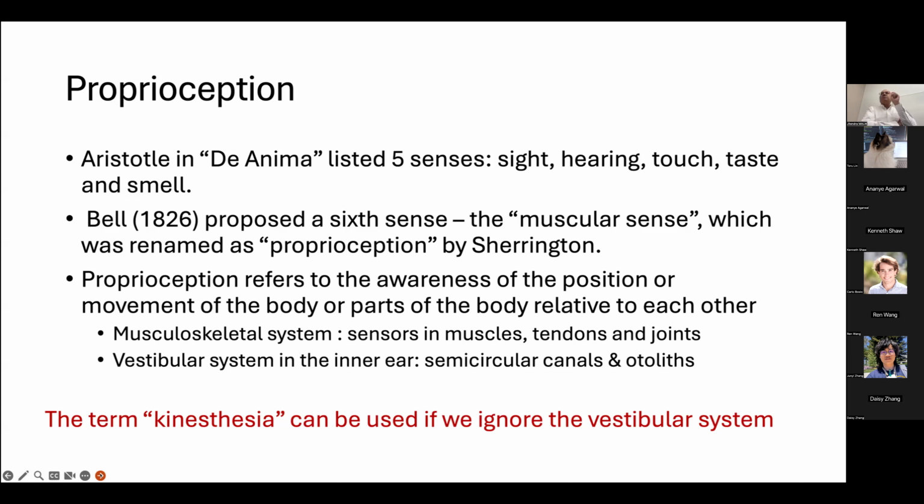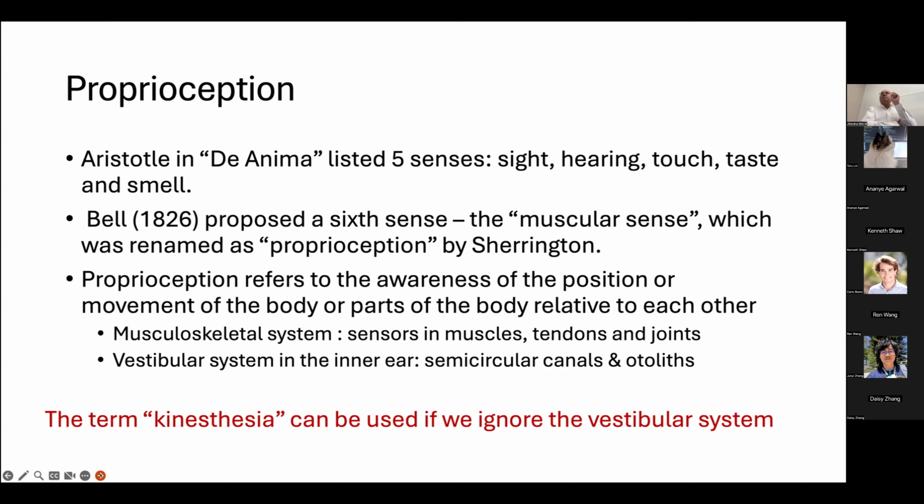Sometimes people use the term kinesthesia, and kinesthesia refers to the first of these components, the musculoskeletal system. Now, let me get more specific. Here's a figure which tells you about kinesthesia, or proprioception based on the musculoskeletal system. It's pretty simple. How do we move? We have muscles which are connected by tendons to bones. And then there are sensors inside the muscle spindle.